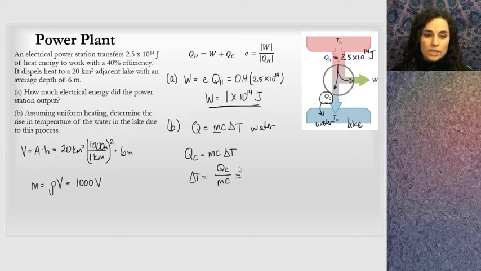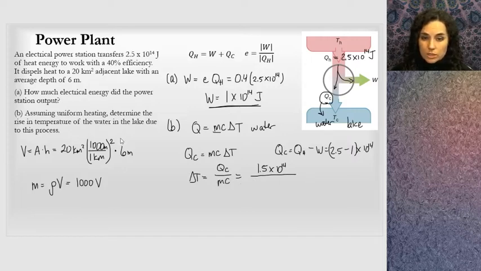Okay, so this is the cold heat. The cold heat is going to be the hot heat minus the work, which is 60% of the original amount. But what I'm going to do is take the total amount, which is 2.5 times 10 to the 14th joules. QC equals Q hot minus the work, which is 2.5 times 10 to the 14th minus 1 times 10 to the 14th. And so I get 1.5 times 10 to the 14th. So I'm going to put that in here, 1.5 times 10 to the 14th. That's Q cold over M.